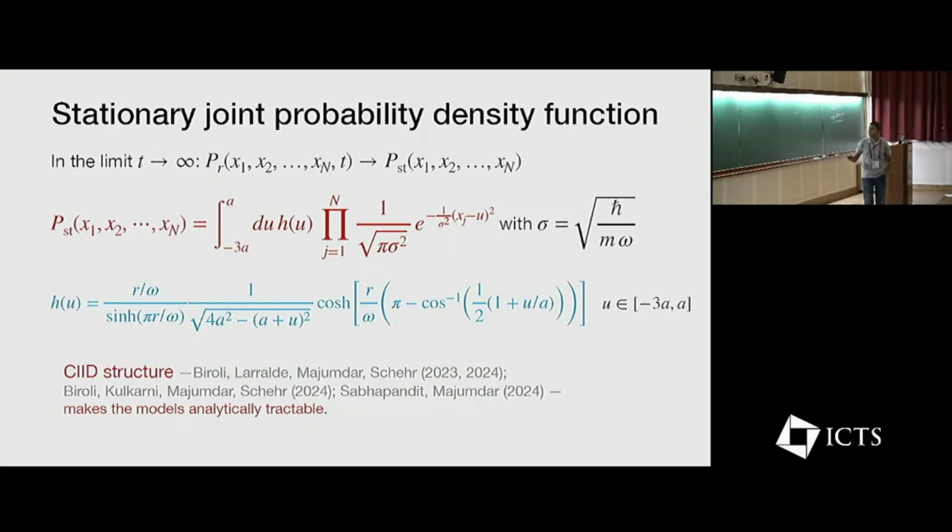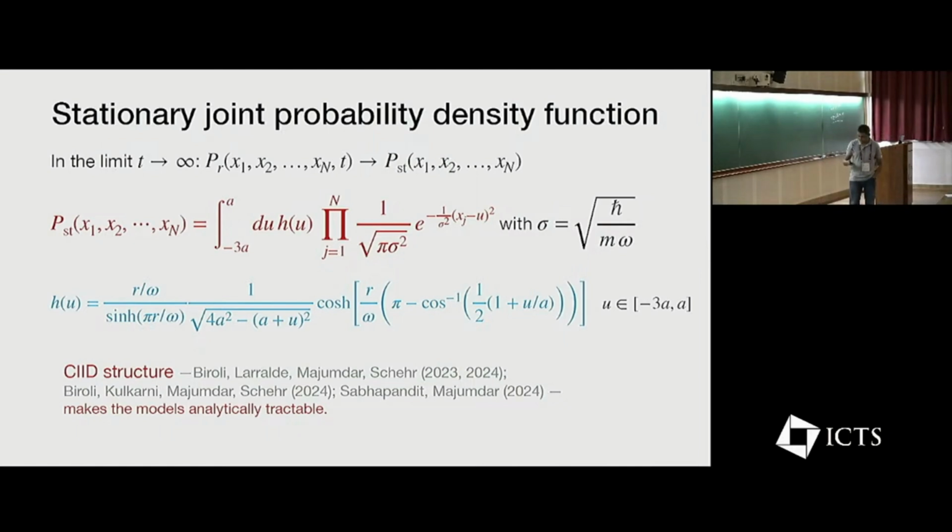This structure is seen in many other examples, and it is called the CIID structure. IID means independent and identically distributed, and this product measure is called the IID structure. But it's a conditional IID structure because the distribution is not a product measure; it's conditioned on U, and then you average over this U. So the distribution is not a product structure, but the product structure comes under the integral. Nevertheless, if you have this kind of structure, it makes this problem very simple and analytically tractable.